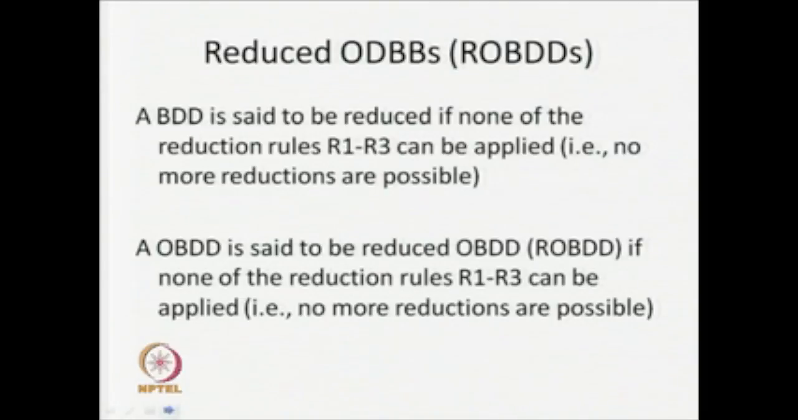Okay, so, that is why we are saying that a BDD is said to be reduced if none of the reduction rules can be applied. And similarly, for an ordered binary decision diagram, we are going to say that it is a reduced ordered binary decision diagram, ROBDD, if none of the reduction rules can be applied any further. Okay. So, eventually we are coming to the reduced ordered binary decision diagram.